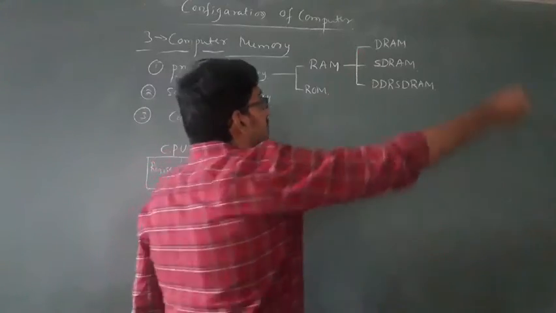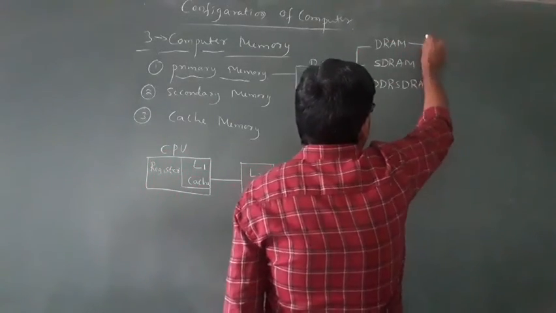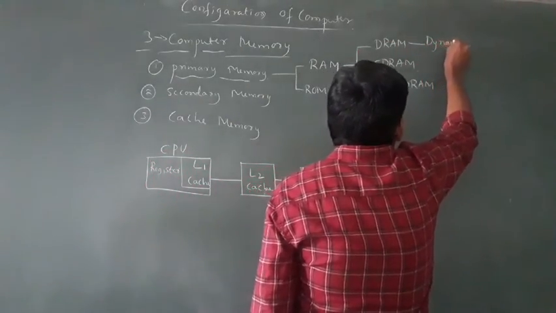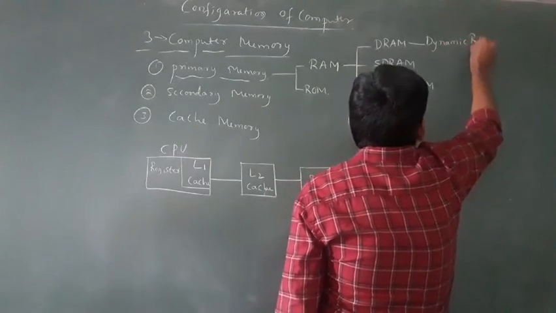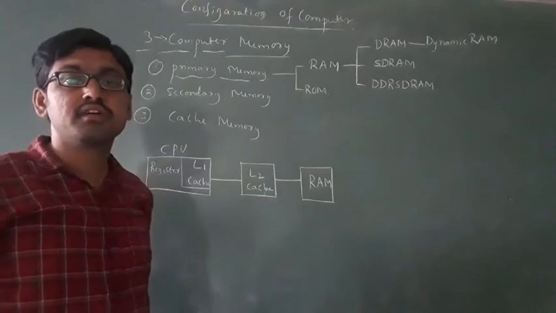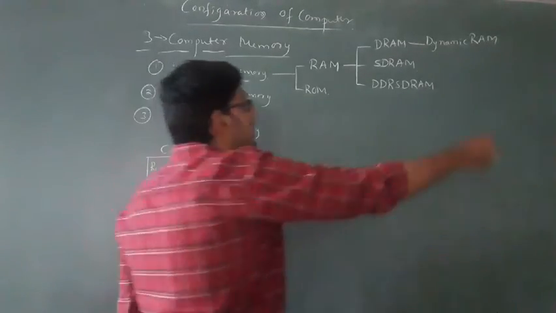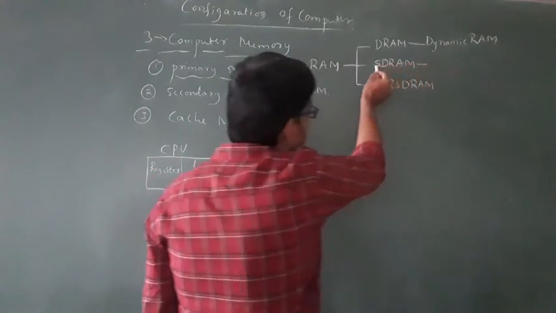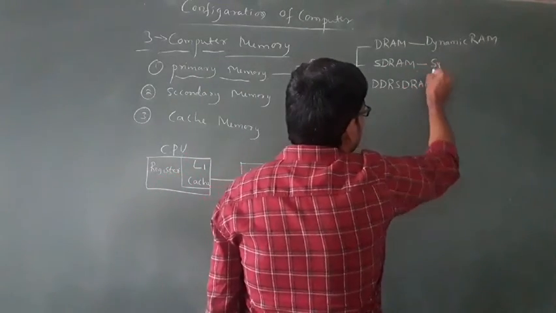You know already. See, DRAM means dynamic random access memory. Then SDRAM, S means synchronous.